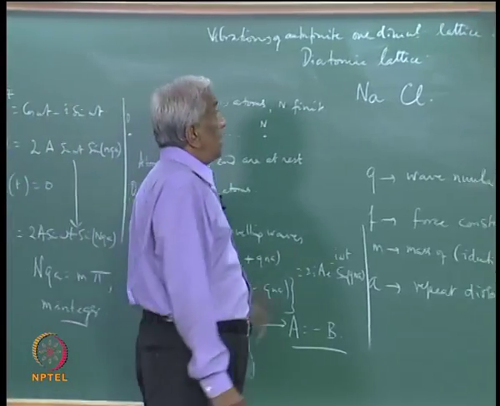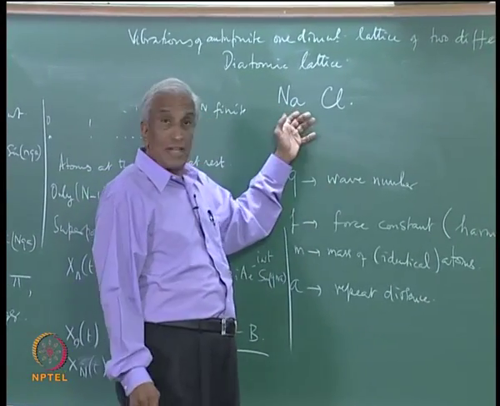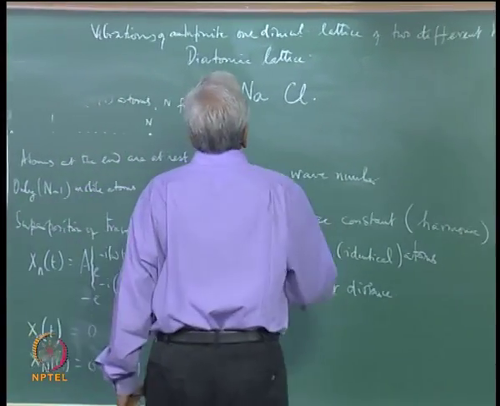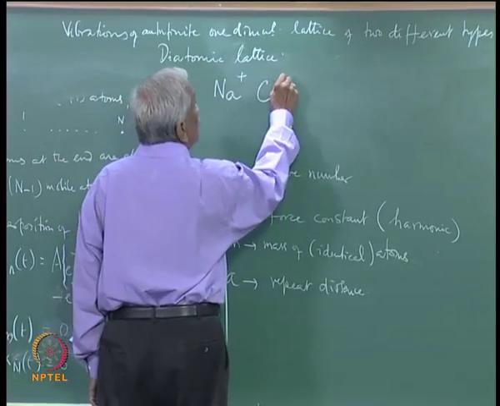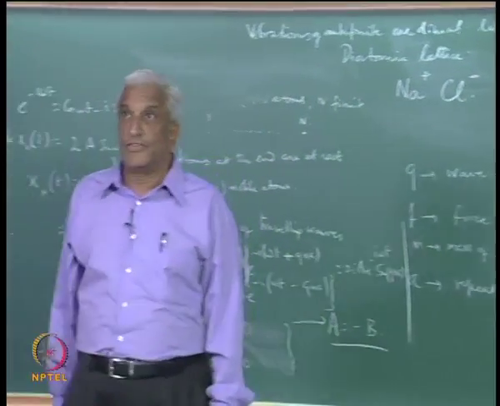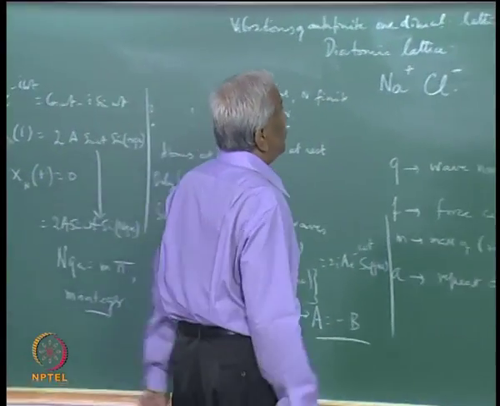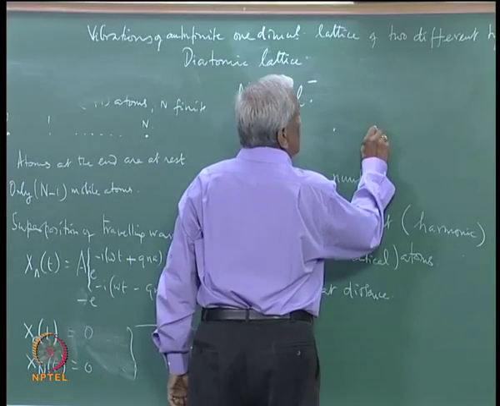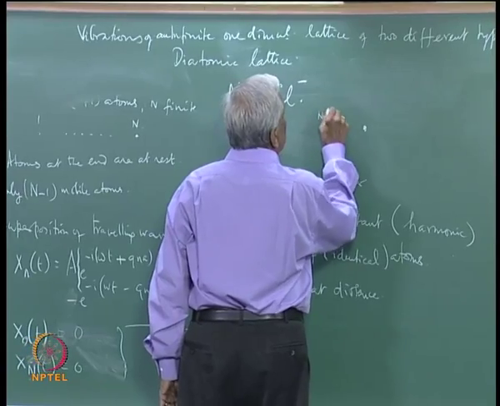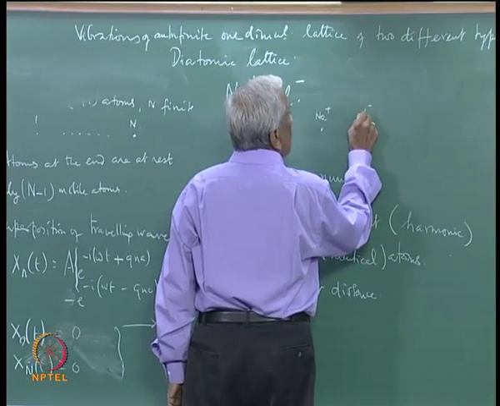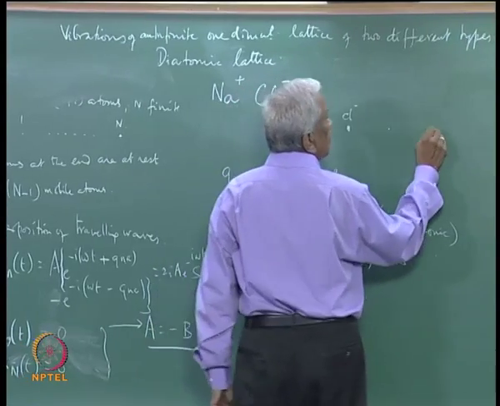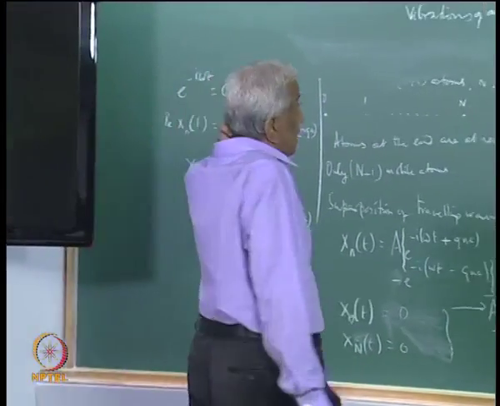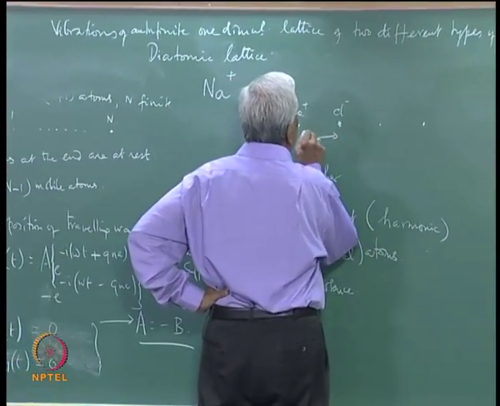So, you have an infinite lattice, of course a 3 dimensional lattice, but we will consider for simplicity an infinite one dimensional chain consisting of sodium ions and negative chlorine ions. So, they are of different masses. They are arranged alternatively. So, you have a lattice of Na plus, Cl minus, again Na plus, Cl minus, like that. Again we have considered an infinite lattice, the spacing is the same.